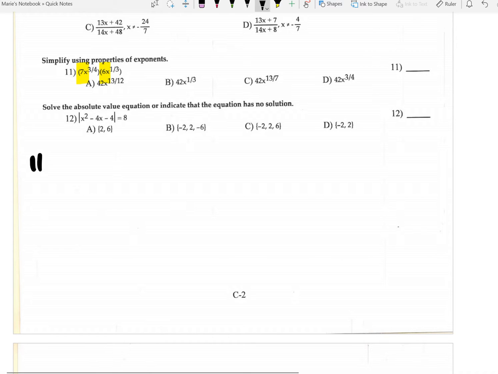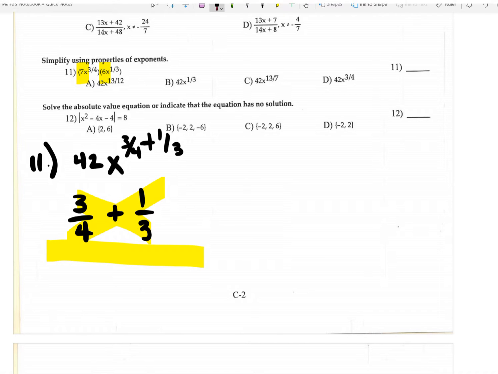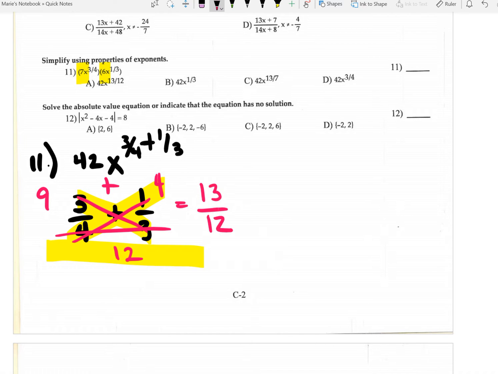And obviously the answer is you add them. So for number 11, you end up with 42, and this is x raised to the 3 over 4 plus 1 over 3. So you have to add these exponents, and if you remember, 3 over 4 plus 1 over 3 requires a common denominator, and I called this in class crisscross applesauce. I don't know if you remember that, but basically 3 times 3 gives you 9, plus 4 times 1 gives you 4, and the product of the bottom values, the denominator, would end up being 12.